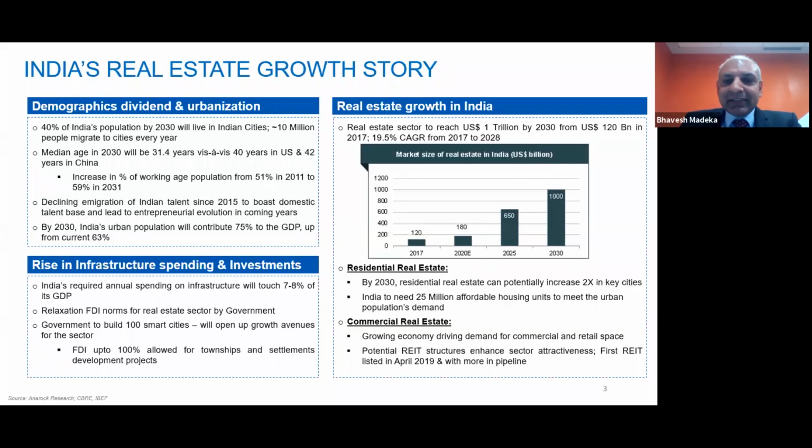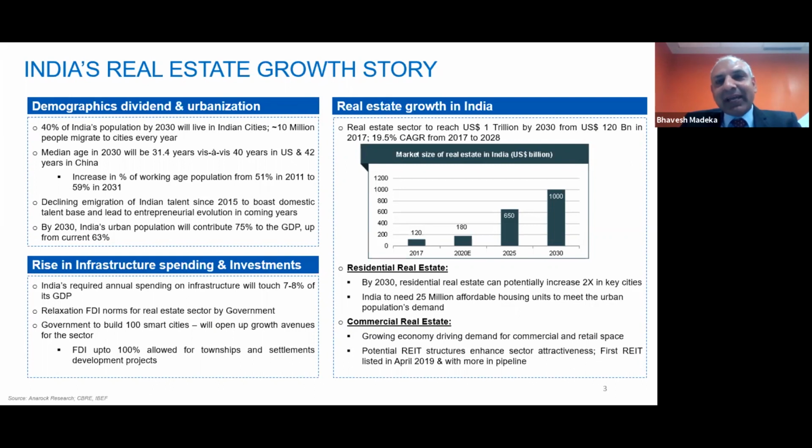Residential real estate, by 2030, was supposed to be 2x in key cities. And we needed 25 million affordable homes in the urban areas. Commercial real estate was growing, and it was, till 2019.